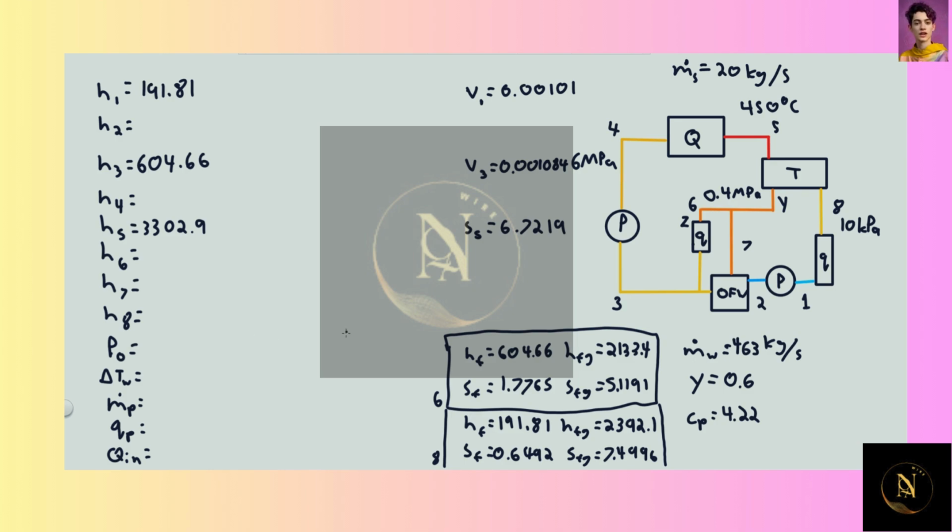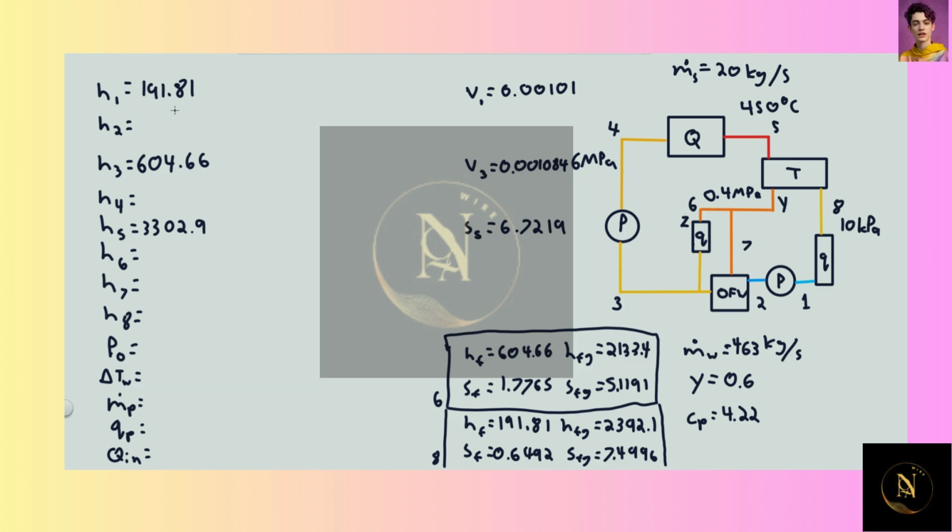So with any question like this, we're going to start out just finding the enthalpies at every point in the system. I already have a few just from the various pressures and temperatures given throughout the problem. So past that, we're just going to have to calculate the rest.